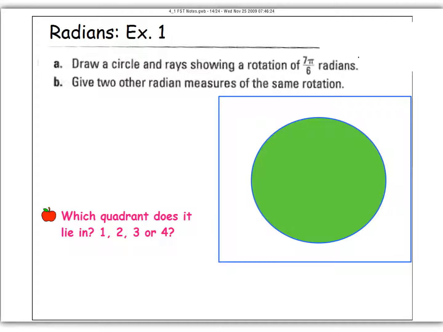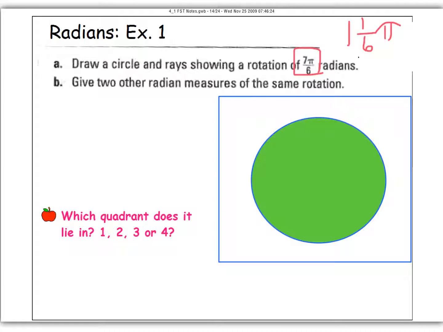Now you might have to page through your notes to find this slide, but let's start with this one, and it says draw a circle and the rays that show a rotation of 7 pi over 6 radians. So there are a couple of ways that you can look at the 7 pi over 6 radians. Sometimes it's easier to make it a mixed fraction, so 6 goes into 7 once with a remainder of 1. So that is the same as 1 and 1/6 of a pi.